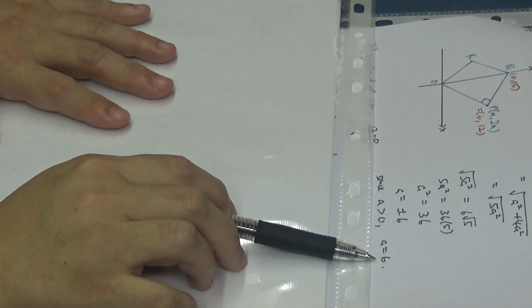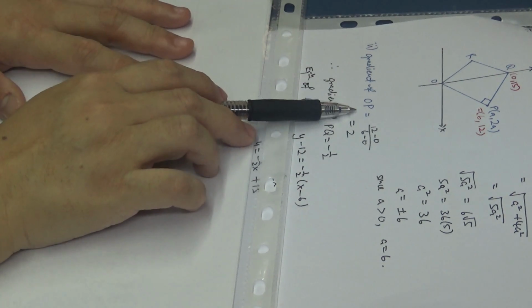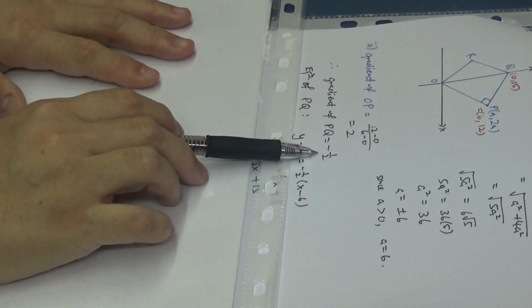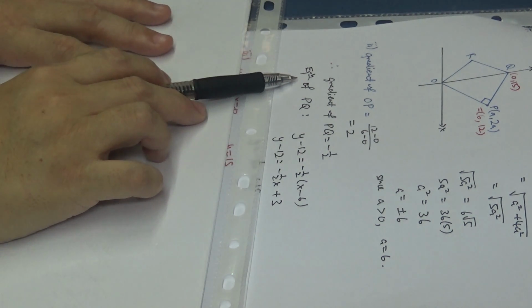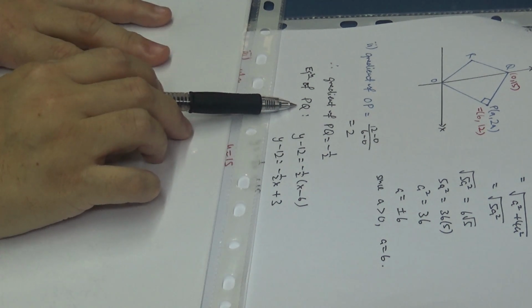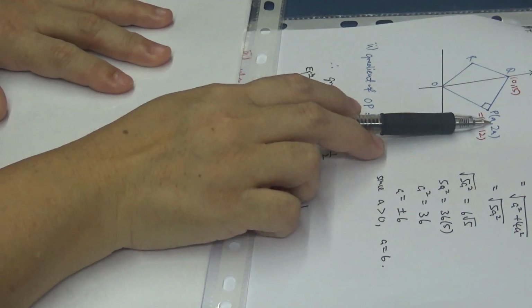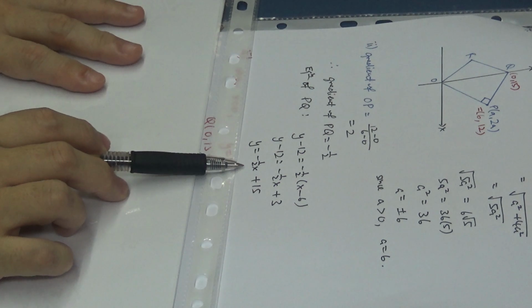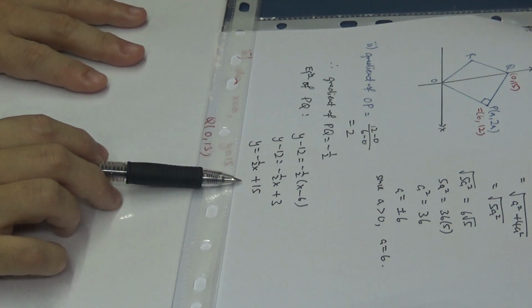Now part 2. PQ is perpendicular to OP and Q lies on the y-axis. Find the equation of PQ. Now, gradient of OP is this. So gradient of PQ will be negative half because they are perpendicular. So since I know it passes through the point P, which is (6, 12), because I already know that a is 6, I substitute in. So I get the equation of this. Okay, so the equation of PQ is just this particular equation.